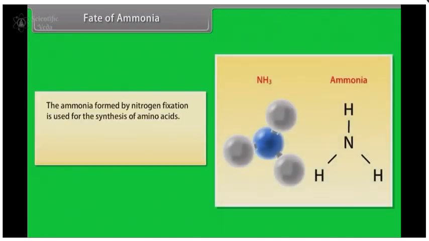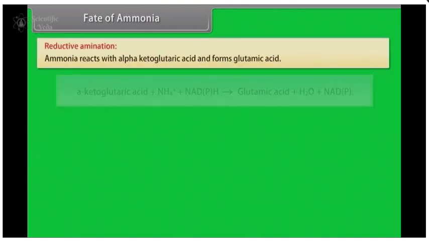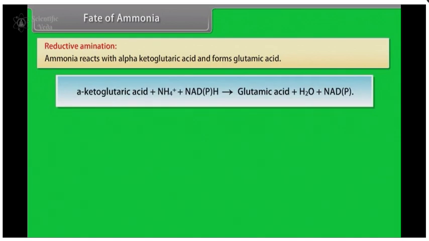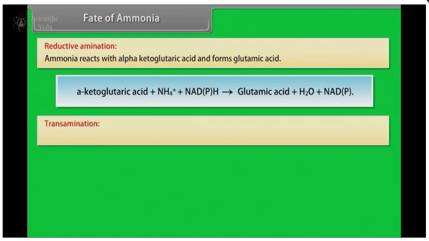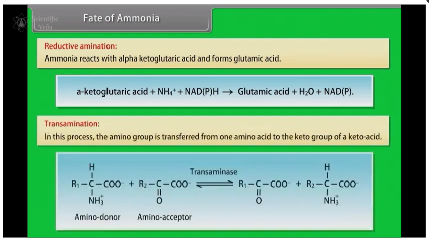Fate of ammonia. The ammonia formed by nitrogen fixation is used for the synthesis of amino acids. There are two processes by which amino acids are synthesized. Reductive amination: ammonia reacts with alpha-ketoglutaric acid and forms glutamic acid. Transamination: in this process, the amino group is transferred from one amino acid to the keto group of a keto acid.